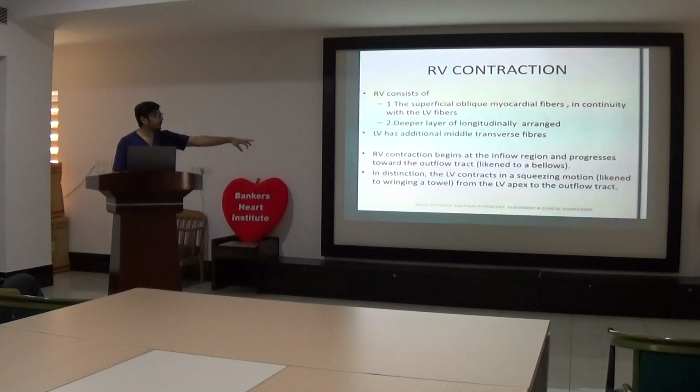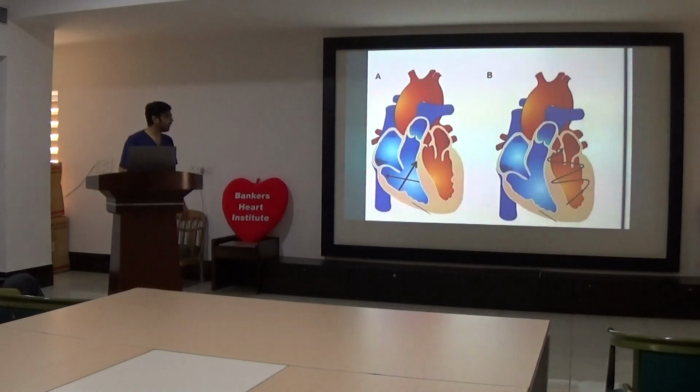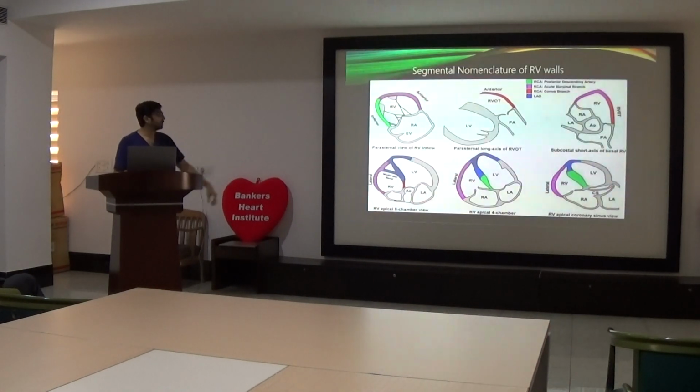RV contraction begins in the inflow region and progresses toward the outflow tract, like a bellows, a machine that pushes air. So the same thing, it's like a bellows. In contrast, LV contraction is a squeezing motion, like wringing a towel, from the LV apex to the outflow. So this is the RV contraction and this is the LV contraction.